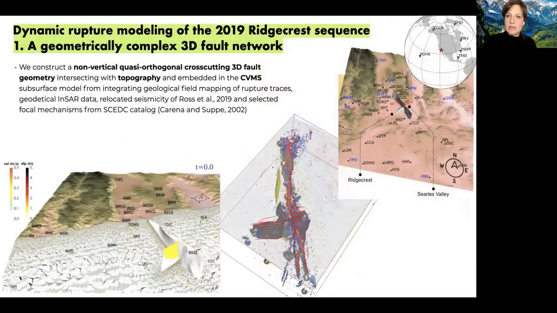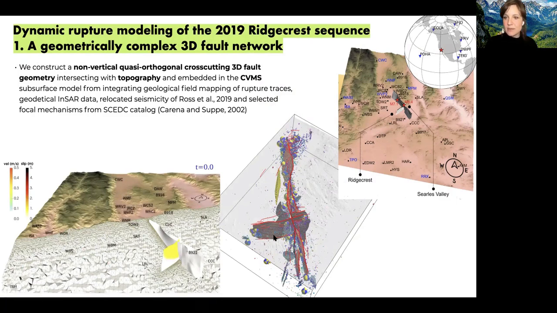Dynamic rupture modeling of the Ridgecrest sequence uses several ingredients. The first one is a geometrically complex 3D fault network. To this end, we construct a non-vertical quasi-orthogonal cross-cutting 3D fault geometry intersecting with high-resolution topography and embedded in a 3D CVM-S subsurface model by integrating geological field mapping of rupture traces, geodetic InSAR data, relocated seismicity, and selected focal mechanisms.